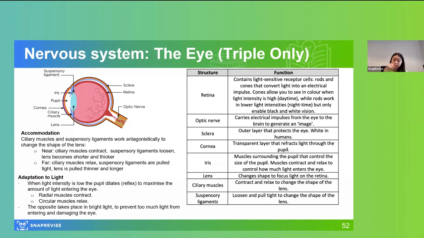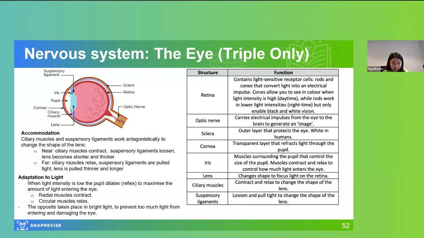Ciliary muscles contract, suspensory ligaments loosen, but they work together to allow the lens to become shorter and thicker. This allows us to see things near. Things that are far away, opposite. Ciliary muscles relax, suspensory ligaments are pulled tight, so contract essentially, and the lens is thinner and longer. So that's looking at things at different distances.